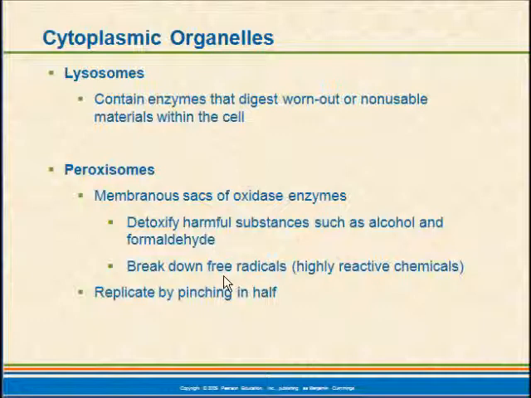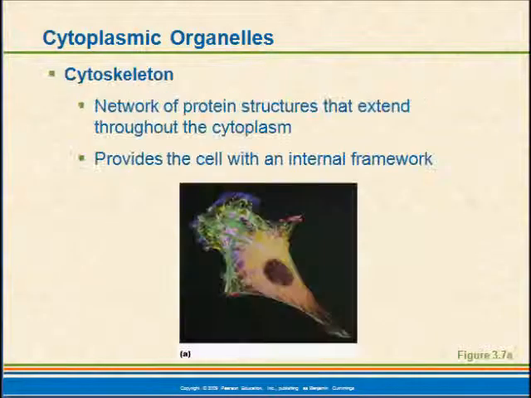Now, the cytoskeleton. This is a network of protein structures. They go throughout the cytoplasm and they provide a framework and transport mechanism for the cell. They help the cell hold its shape, for one thing. Now, I have nerve cells that have to stay in contact with other nerve cells and with muscles, and this internal framework allows it to keep that appropriate shape.